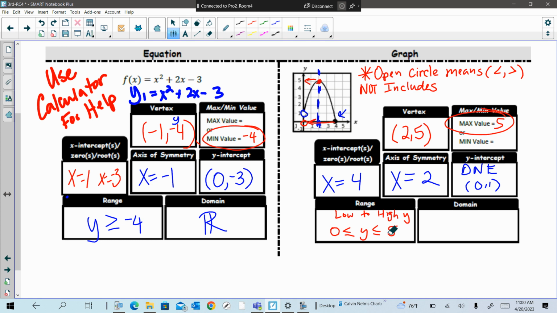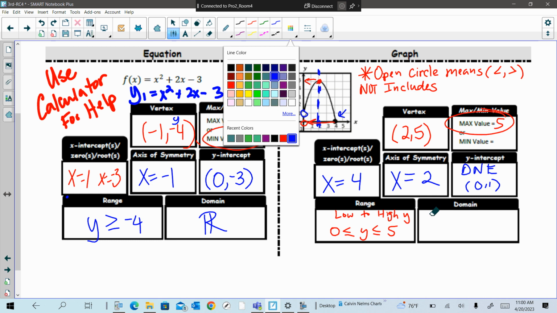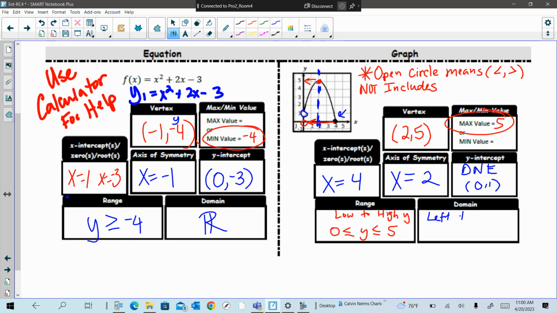Your domain, this is when we're looking at left to right on your axis. So go as far left as you can. You see right here on the x-axis, this graph starts at 0 again, and it goes all the way on the x-axis to 4. So this would be 0 is less than x, because there's an open circle there, which is less than or equal to 4.